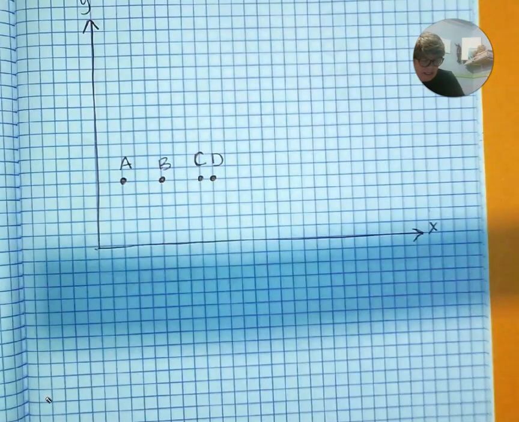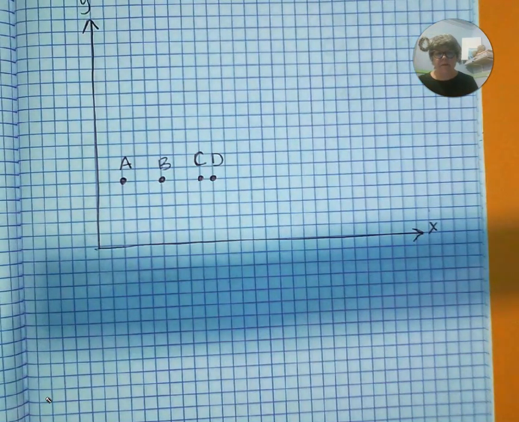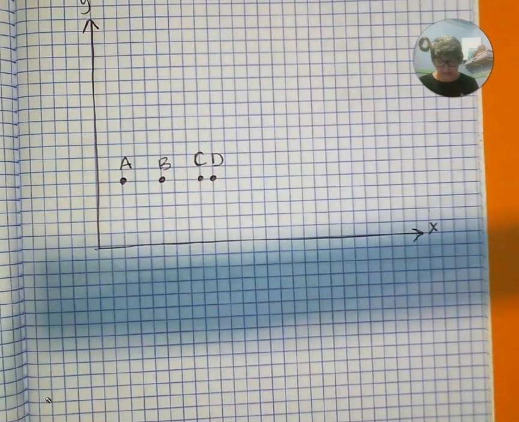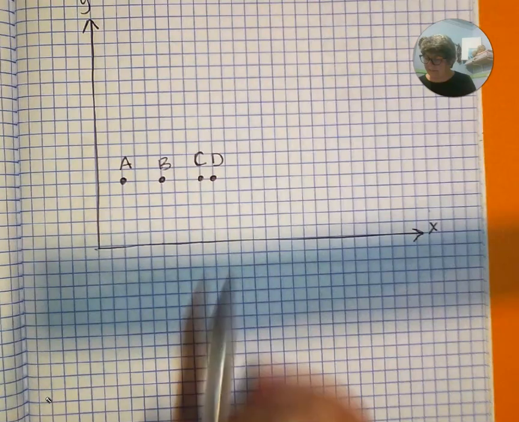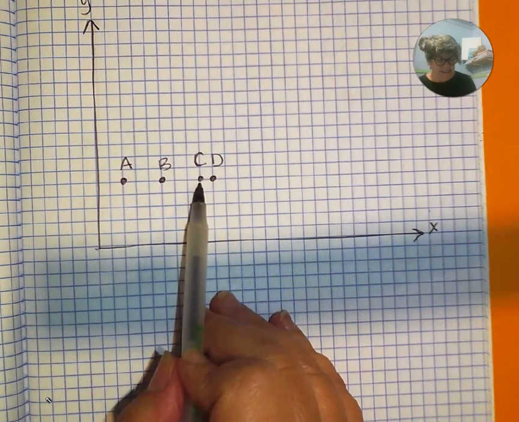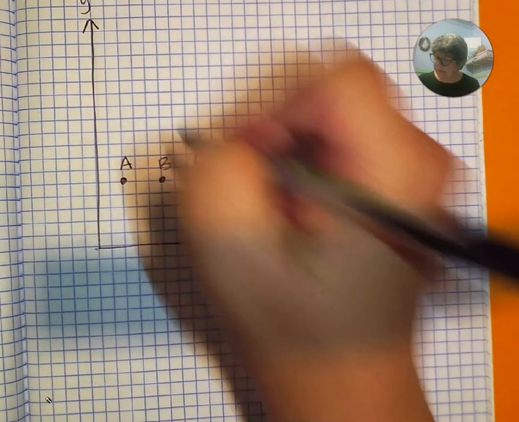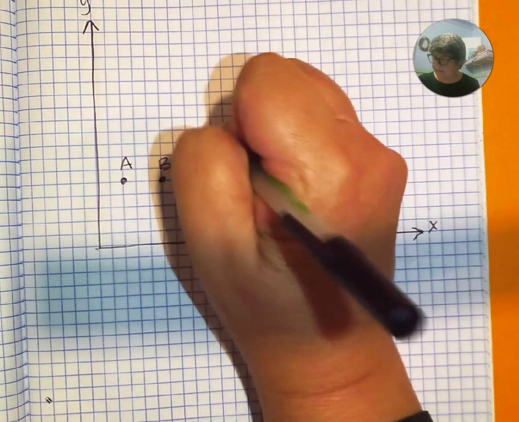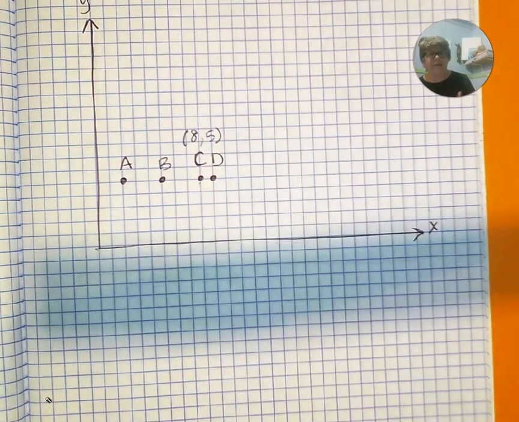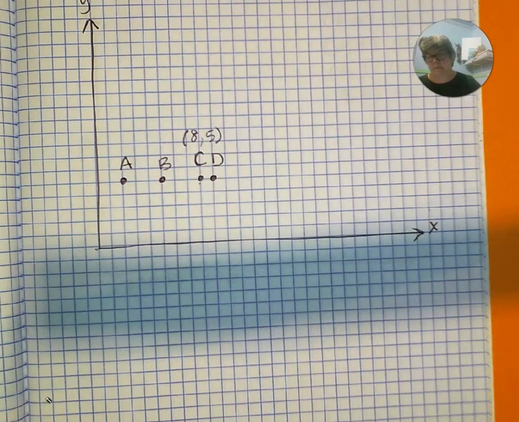Okay, so let's check out some points here on our grid. And if C is at 8, 5, I'll give you the coordinates for C, 8, 5. What do you know about D? And for that matter, what do you know about A and B as well?